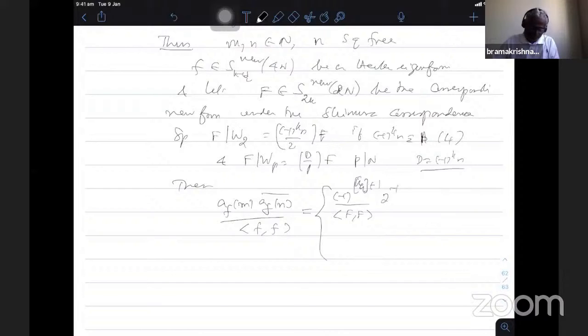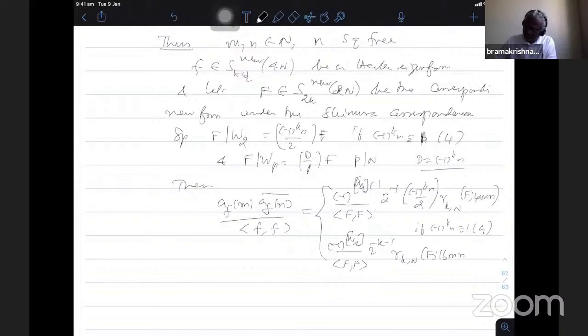So 2^{-1}(-1)^{kn/2}. This symbol is valid only when the numerator is 1 modulo 4, that is, the constant involves the inner product <F,F> and 2^{-k-1} times f at 4mn if (-1)^{kn} is 1 mod 4. Otherwise, this constant is (-1)^{k/2}, with the inner product <F,F>, 2^{-k-1} times f at 16mn if (-1)^{kn} is 2 or 3 mod 4.